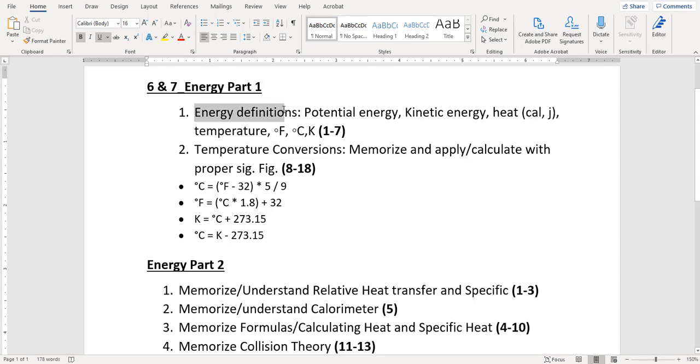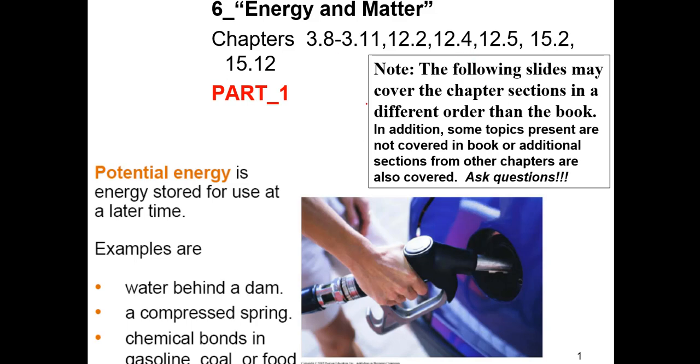Here we're going to discuss definitions for potential energy, kinetic energy, something we call heat, and temperature, as well as memorize and apply temperature conversions for Fahrenheit, Celsius, and Kelvin. So part 1 is pretty straightforward. We have very simple definitions. Please don't think too much into this.